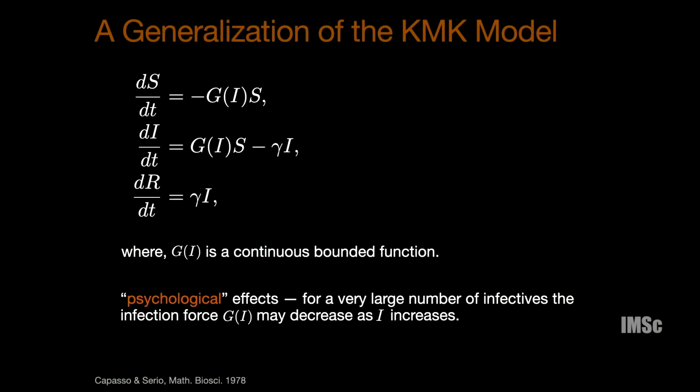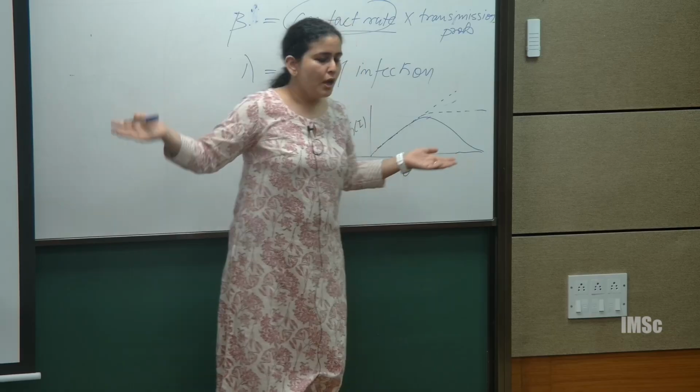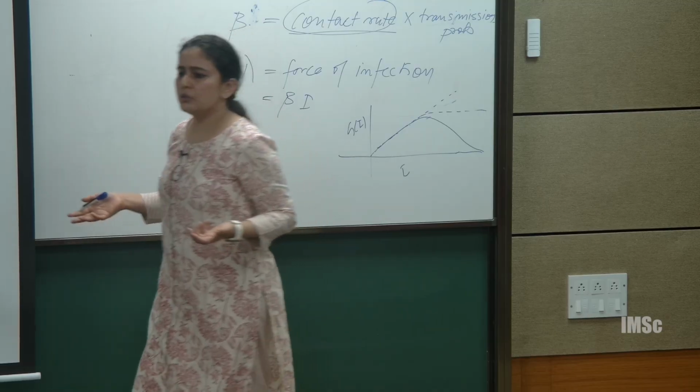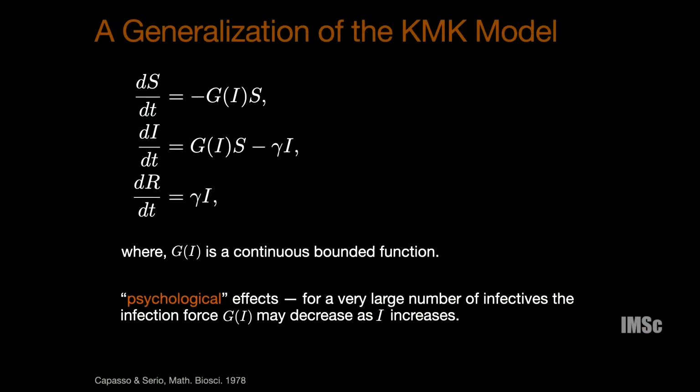And for a large number of infective individuals in the class, the force of infection, or this g(I), may decrease as I increases, and as I said, it can saturate as well. So it will not increase linearly. The intuition behind this saturation is that initially my chances of meeting an infected person increase if there are more infected individuals in the population, but once you reach a high enough number, it's pretty much the same. My chances of catching infection are not going to increase with the increase in number, it pretty much remains the same, right. So that's the saturating type function.